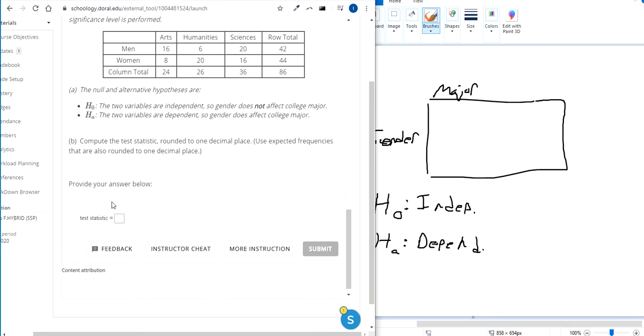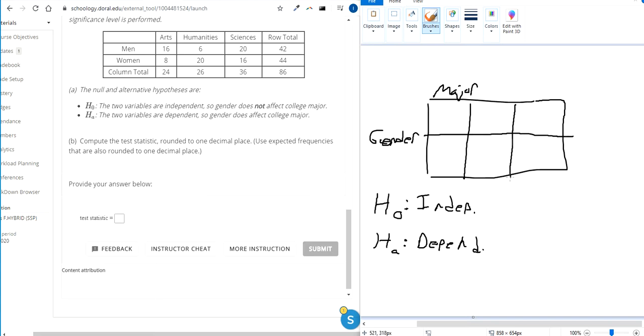So we've got our null and alternative hypothesis. Now we've got to calculate the chi-square test statistic. That's going to take a little bit of time because we need to find the expected value for each one. The test statistic is found by taking every observed value, meaning the 16, the 6, the 20, subtracting its corresponding expected value, squaring that difference, and dividing by the expected value. So we need these expected values.